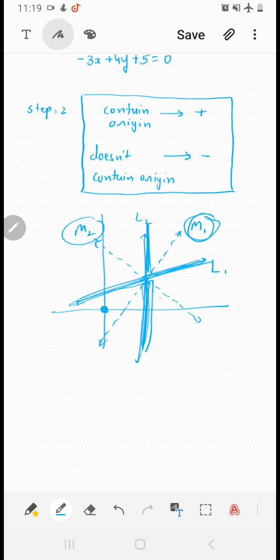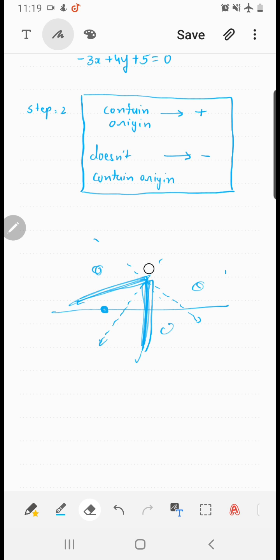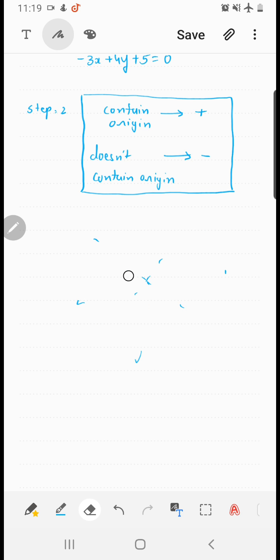And if you see line L2, the region of L2 is this and this. In this region, the origin is not included. So when I say find the bisector which does not contain the origin, I am talking about finding the equation of line M2. I hope everyone is clear with what I mean by contain and does not contain.